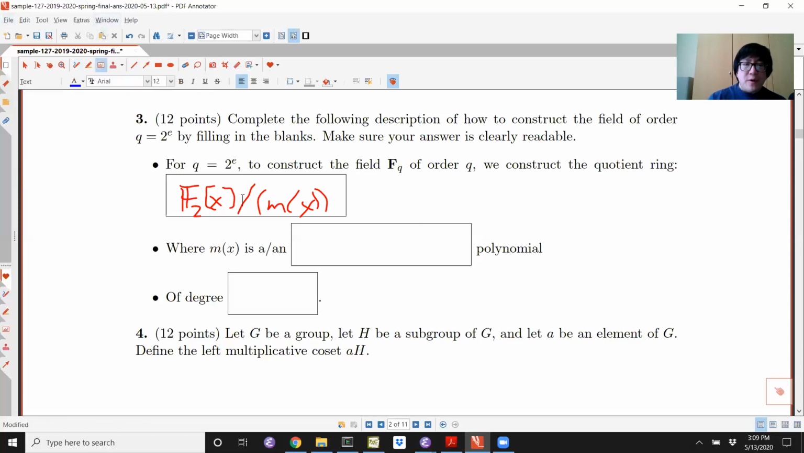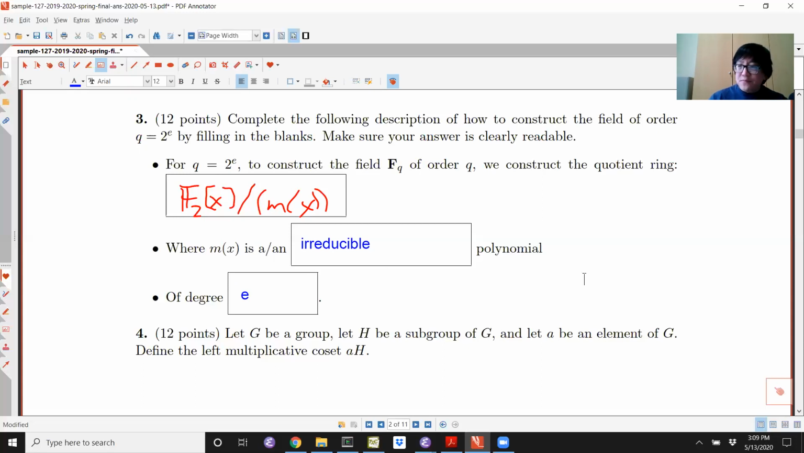What is important to know about that polynomial? It's important that it is an irreducible polynomial. And what is the degree of that polynomial? We're trying to make a field of order 2 to the e, so that polynomial has to have degree e.